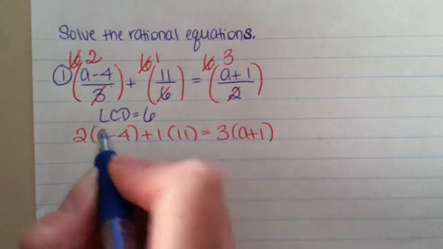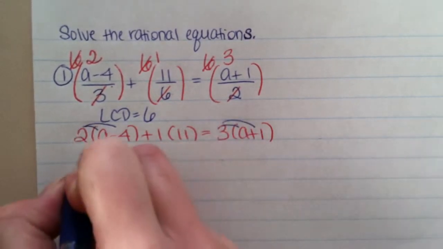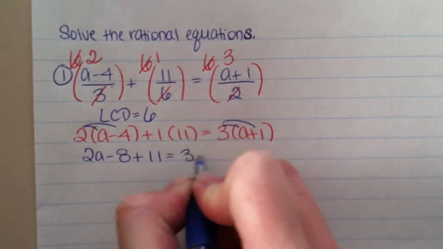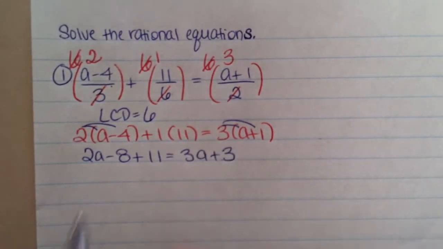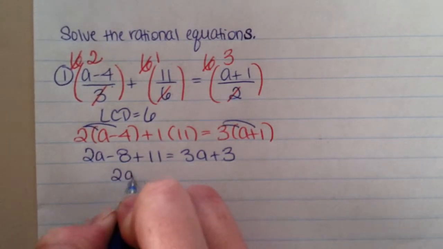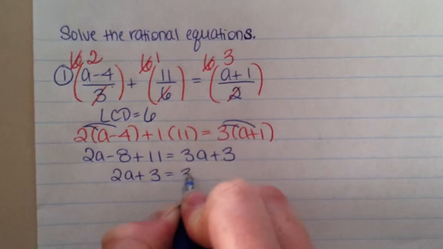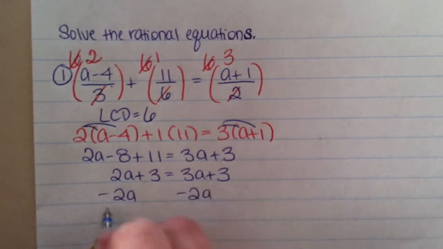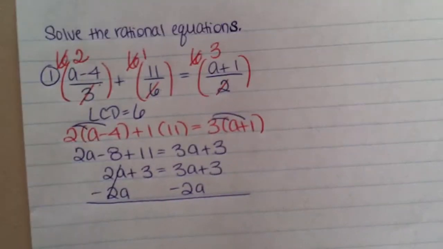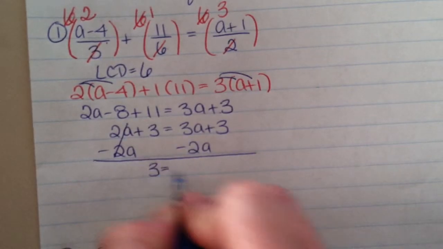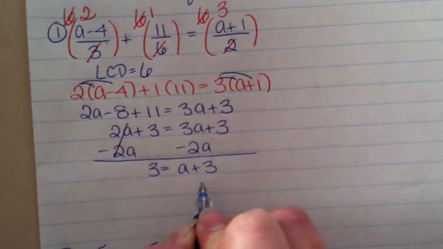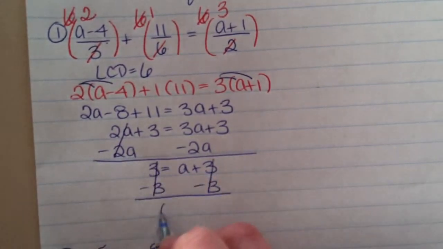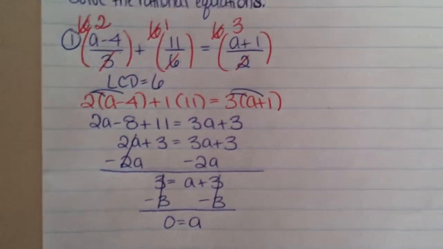So now to solve for a here, I'm going to distribute. 2a minus 8 plus 11 equals 3a plus 3. Combine like terms, 2a plus 3 equals 3a plus 3. Subtract the 2a on both sides. I now have 3 equals a plus 3. Subtract the 3 on both sides. Ends up canceling on both sides, so I'm left with a equals 0.